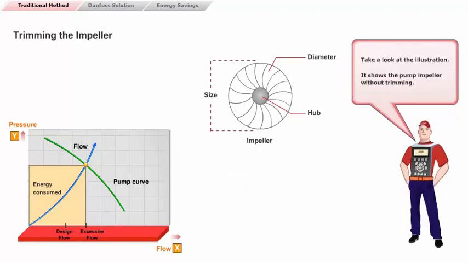Take a look at the illustration. It shows the pump impeller without trimming. You can also notice from the graph that the pressure is high and the flow is in excess without trimming the impeller. Click on the Trim Impeller button to view the changes in the energy consumption when trimming the impeller.